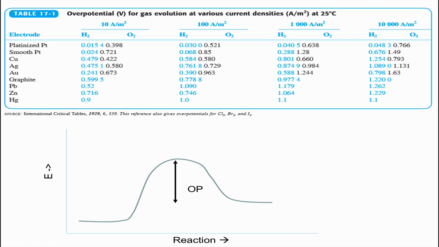Sometimes we use these to prevent reactions from occurring, and in other cases we use platinized platinum to actually enhance the rate of the reaction. Notice the overpotential on platinized platinum is quite low for hydrogen. So if we want to create a fuel cell, for example, we often use hydrogen electrodes to decrease overpotentials. That's the first term.